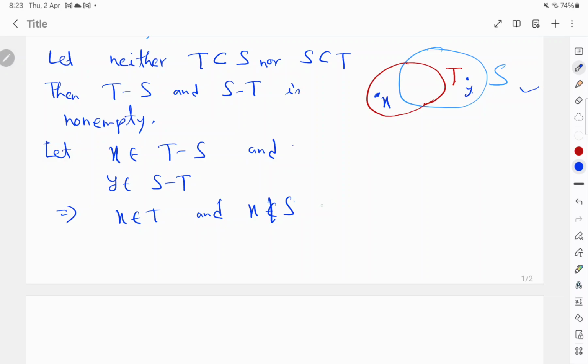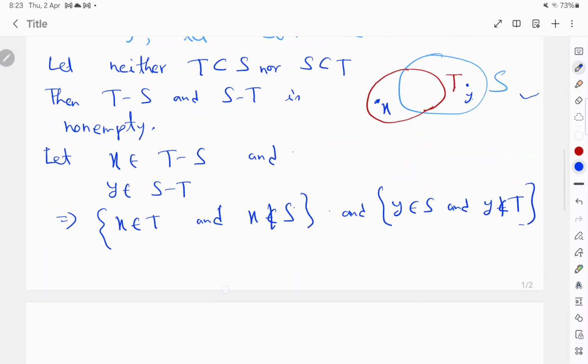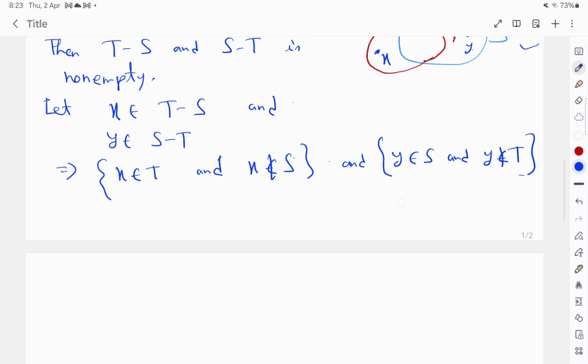And Y belongs to S, this implies this type of thing, and Y does not belong to T, right? This is clear from your picture, right? Okay, fine.